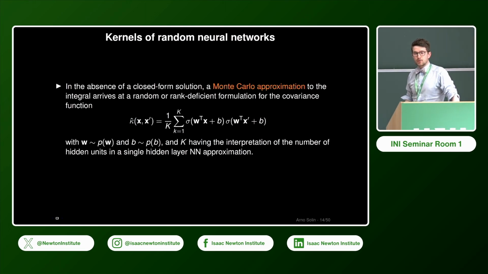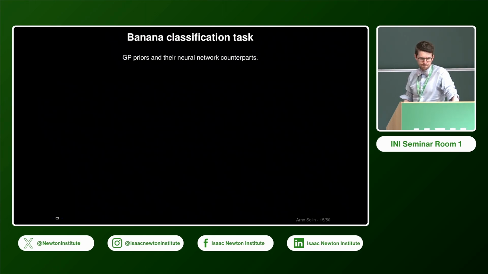In many cases, though, there's no closed form solution, but you can still approximate this with a Monte Carlo approximation of the integral on the previous slide, where you sample random weights and biases from the prior, and then basically evaluate the Gram matrix that gives the covariance structure that the network imposes.